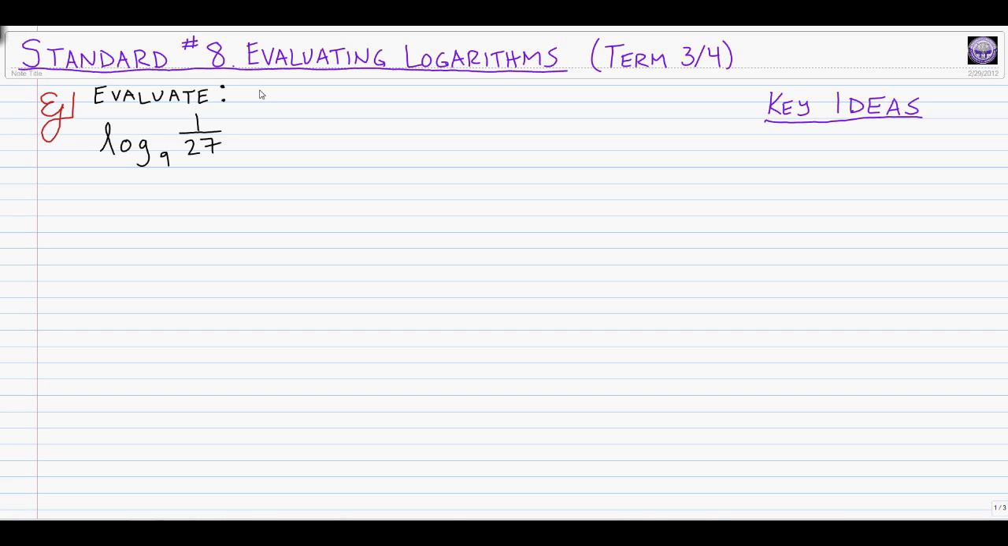This time I'm going to tackle standard number 8, which deals with evaluating logarithms, finding the value that a certain logarithm represents. And the way we're going to do this is with the strategy of common bases.